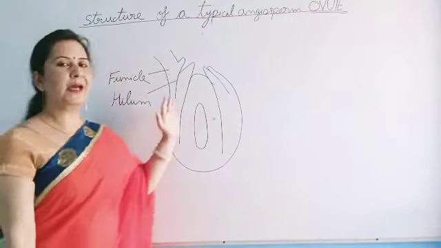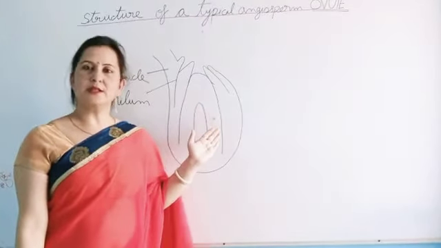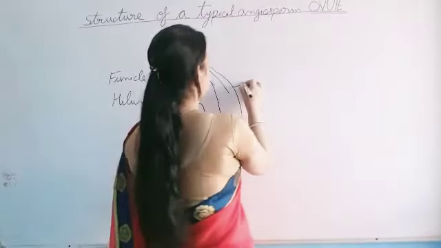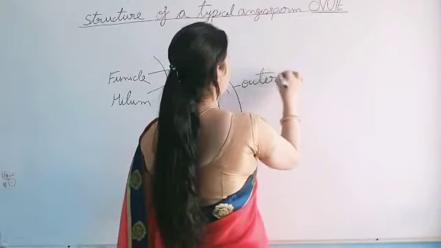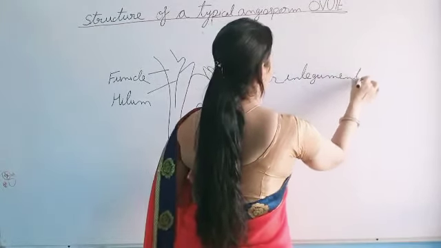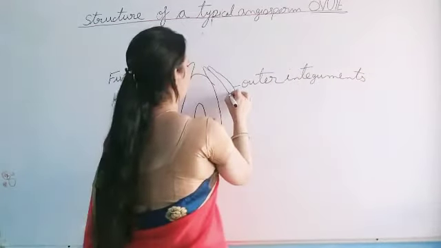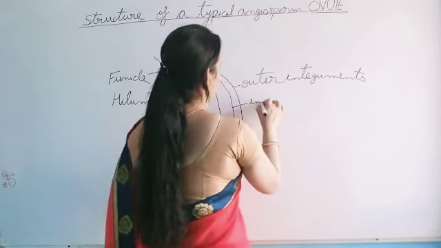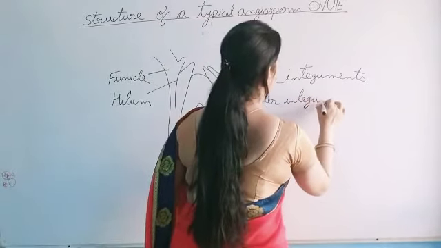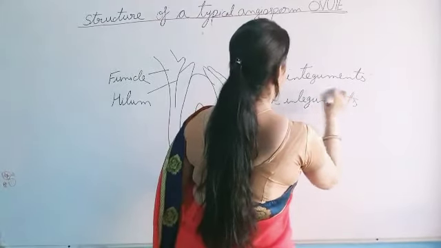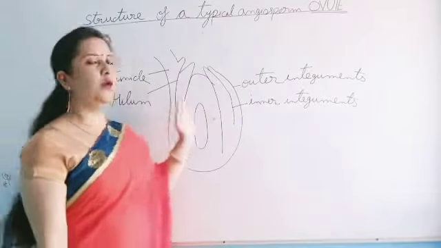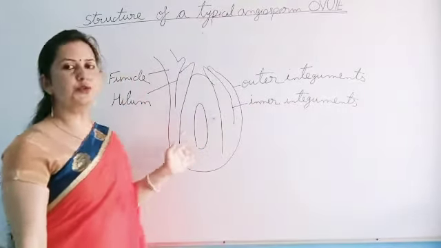Ovule is covered by one or two layers. This layer is called the integuments layer. The outer layer is called the outer integuments and the inner layer is called the inner integuments. Integuments layer provides the protection to the ovule.